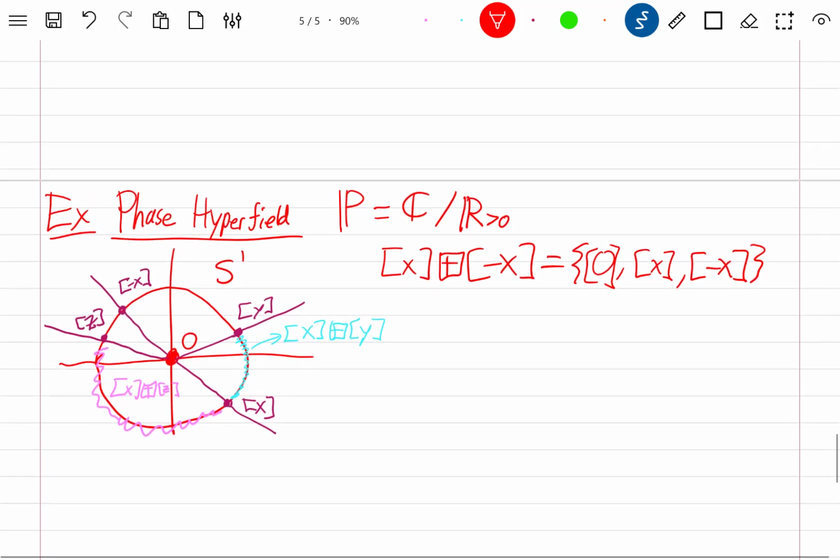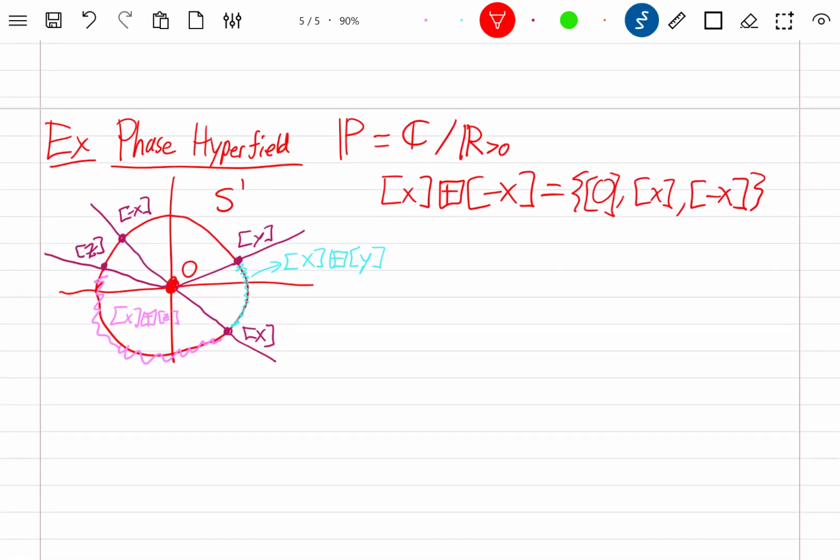So that's it for what hyperfields are and what quotient hyperfields are. Now we're moving into the next section. This is called strong and weak extensions.